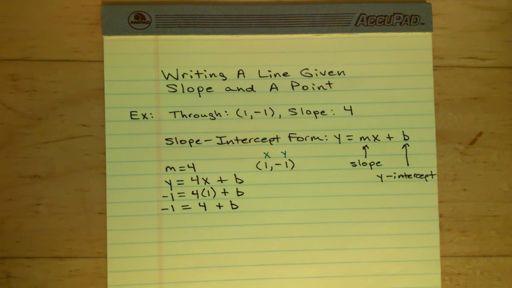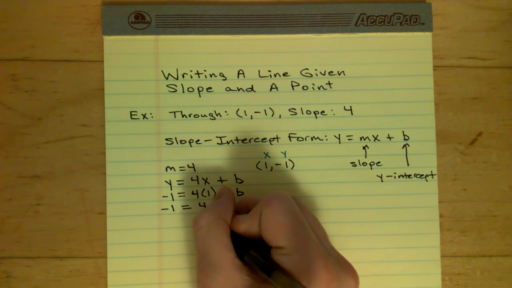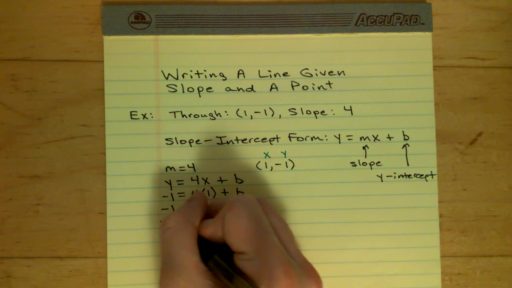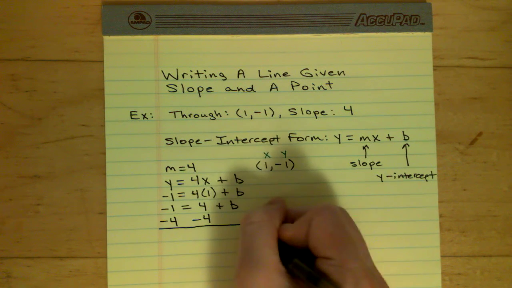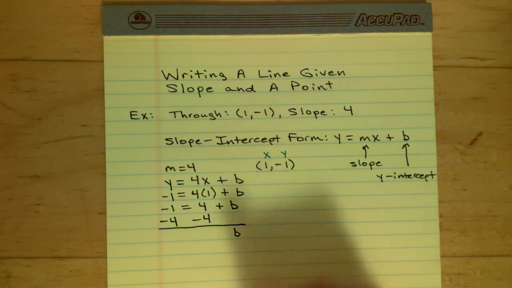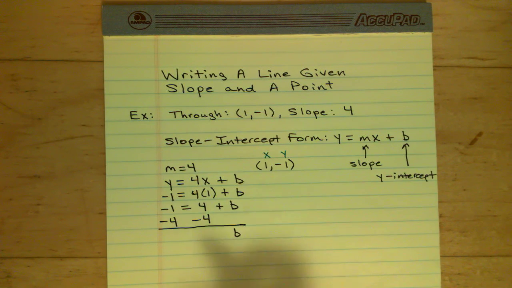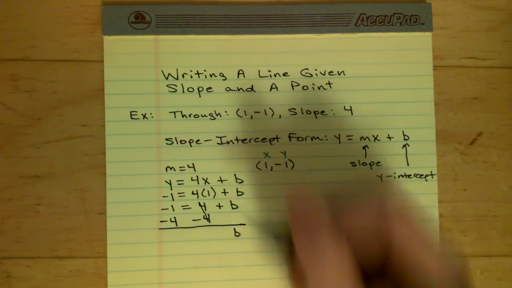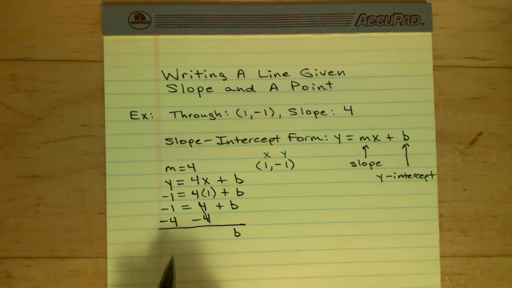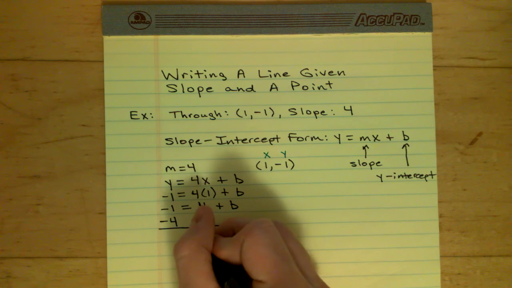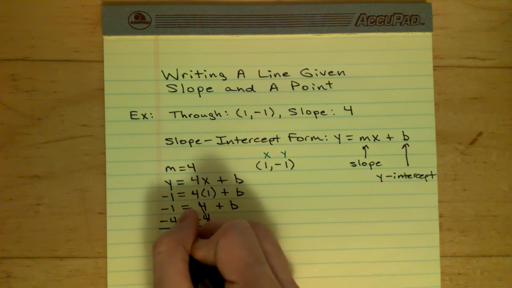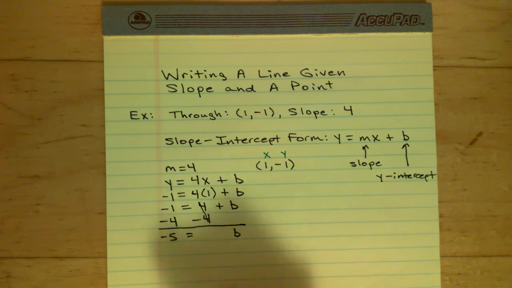So now what I can do to figure out what b is, I can get b by itself on the right side. So to get b by itself, I would have to get rid of the positive 4. I can do that by subtracting 4 from both sides. Like this. So now the only thing that's going to be left on this side is going to be the b. The 4 and the -4 cancel each other out. And then I have -1 minus 4, which is -5. So now I know what b is.